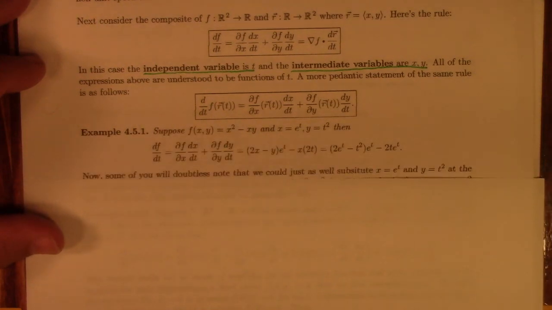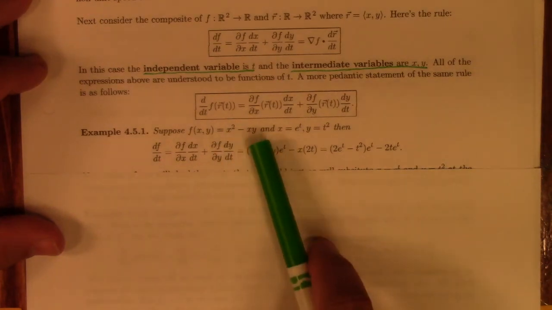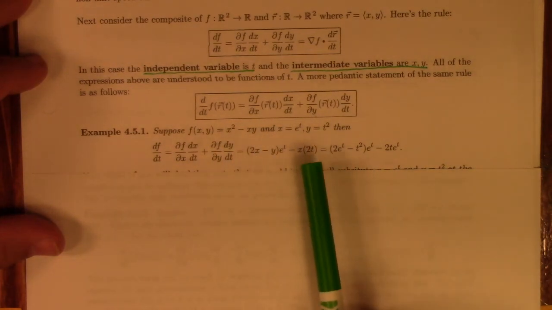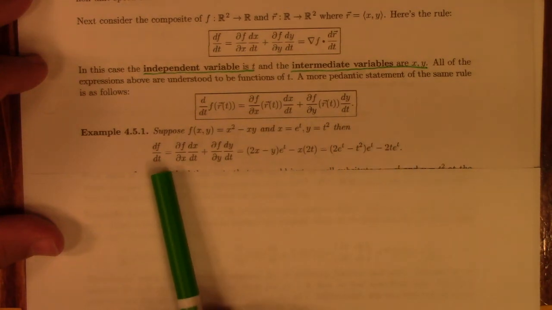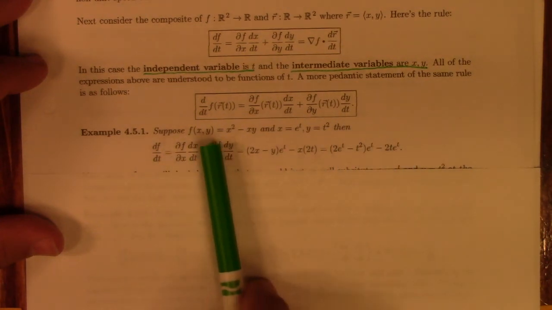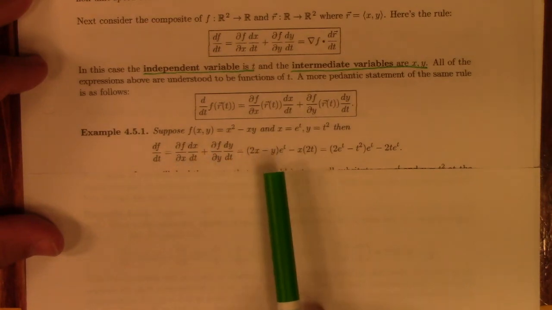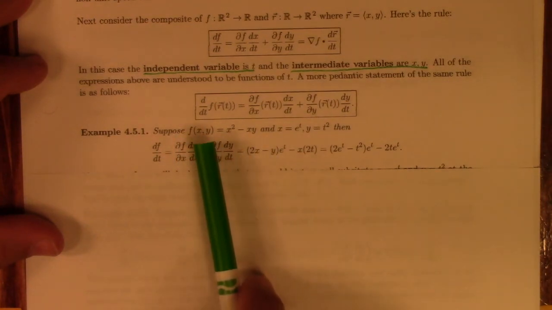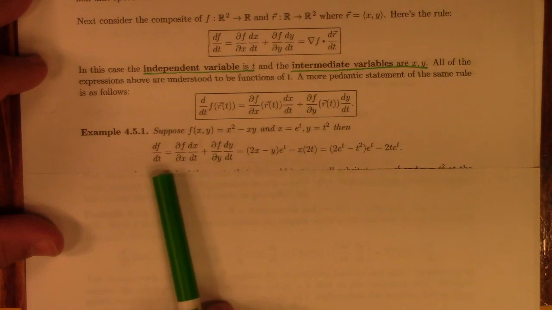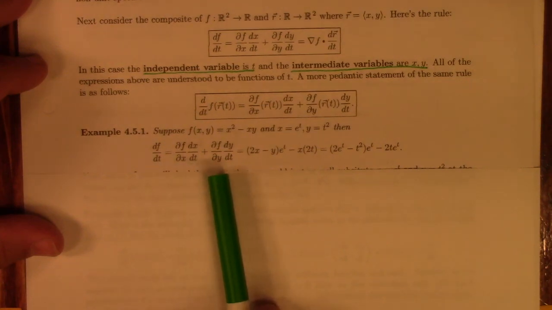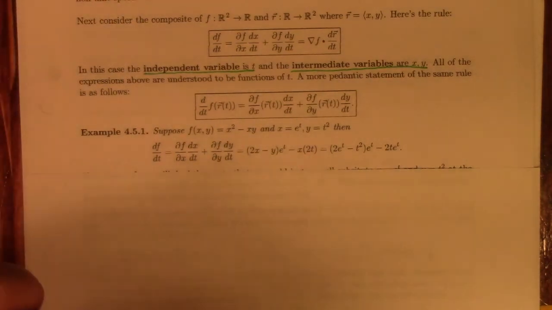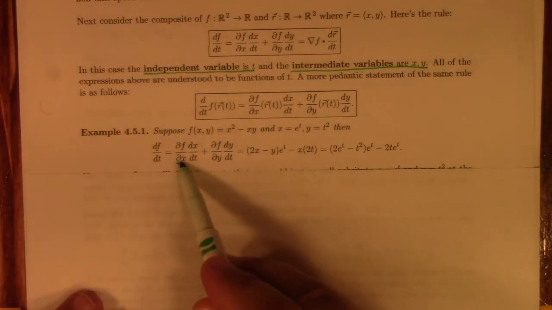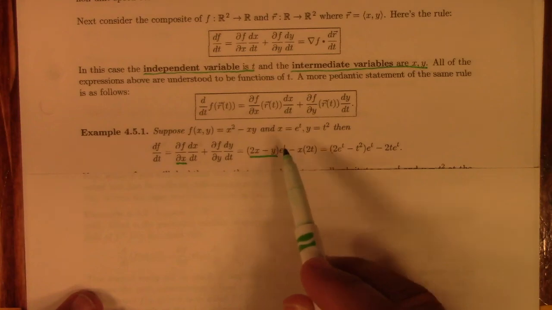So here's an example. Suppose we have f of x y is x squared minus x y, and we're given that x equals e to the t, y equals t squared. Then when we differentiate, df dt is partial f partial x dx dt plus partial f partial y dy dt. That's the chain rule. And what that looks like here is 2x minus y, that's partial f partial x.